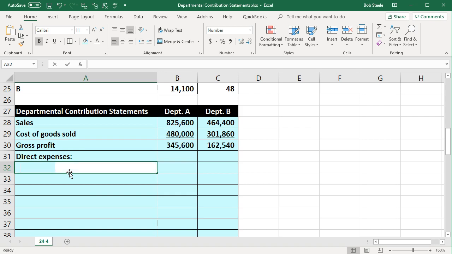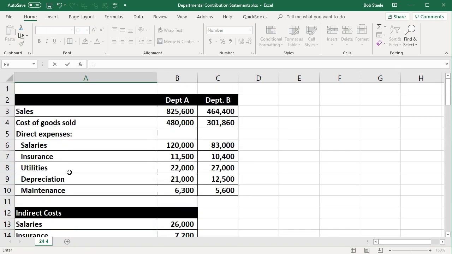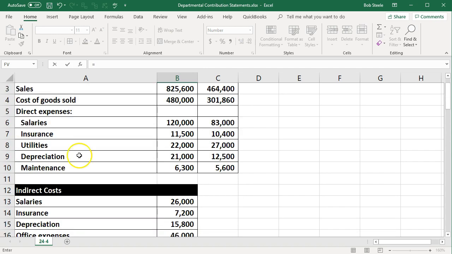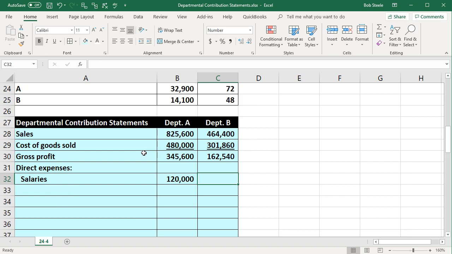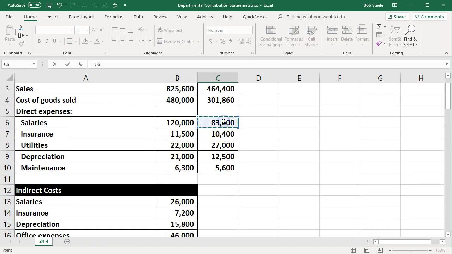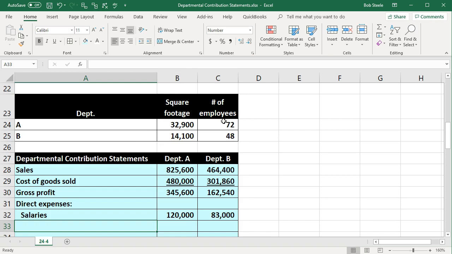So first item, we're going to say equals. Scroll back up, it's going to be the salaries. Tab, we'll pick up the number for it, equals. Scroll back up, it's going to be the 120. Tab, for Department B, equals. Scroll back up, it's going to be the 83. And we're kind of practicing our data entry here.